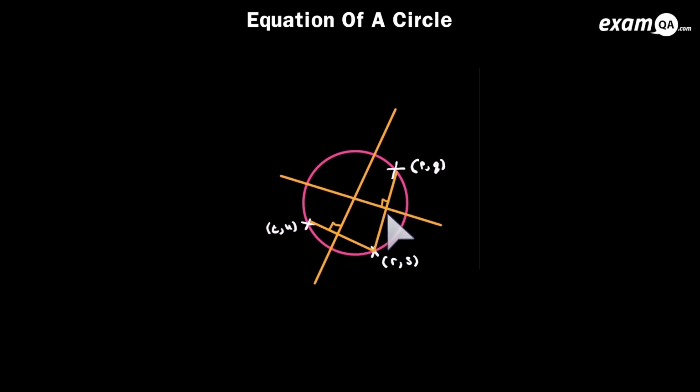Now, once you've worked out the equation of those 2 perpendicular bisectors, the really cool thing is these perpendicular bisectors meet at the center of the circle. So you can do simultaneous equations with the 2 equations, and that will give you the center of the circle. That's this point here. Now, once you've got the center of the circle, you can do the distance between that point and any of the other points to work out the radius. And then you have all the information you need to work out the equation of that circle.